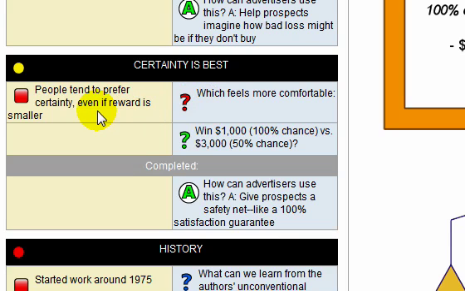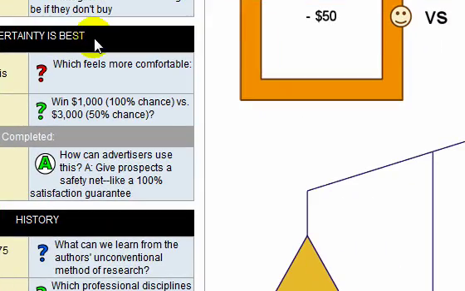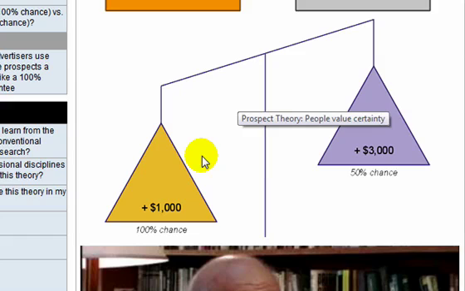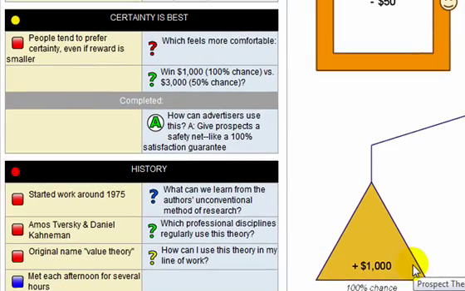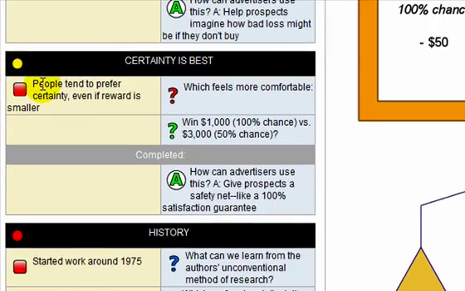We're seeing short sentences. This is "certainty is best." This is one of the categories that people in prospect theory, it assumes that people value certainty a lot. So people would prefer certainty even if the reward is smaller. And here's our example of that. Here's a $1,000 reward with a 100% chance versus a $3,000 reward with a 50% chance. You can see that the $1,000 reward with the 100% chance is heavier, it's weighted more. So look how simple the sentence is. People tend to prefer certainty even if the reward is smaller.